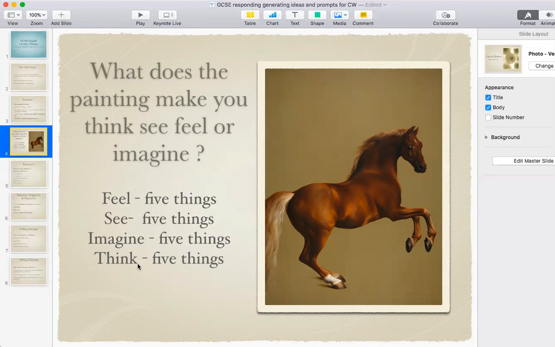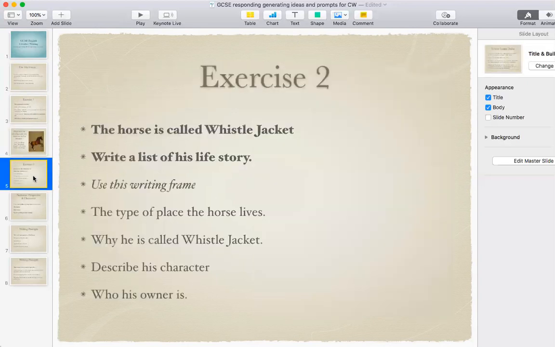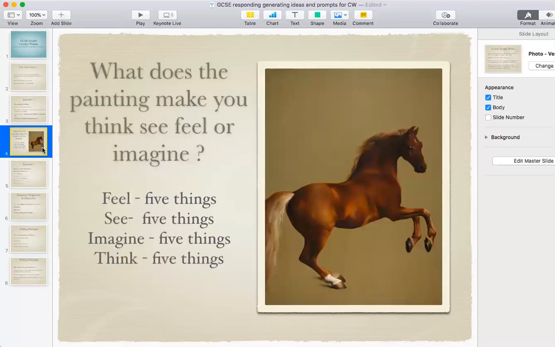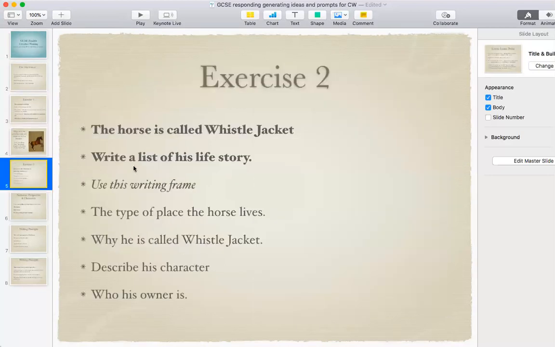Now, the key to this is to go with your first thought. Don't judge your thought. You must get it down, all right? Okay, so I'm going to move on to the exercise. When you've got those ideas down, in the exercise, this is about the horse itself. So this is about building character and setting, I suppose, in particular character.